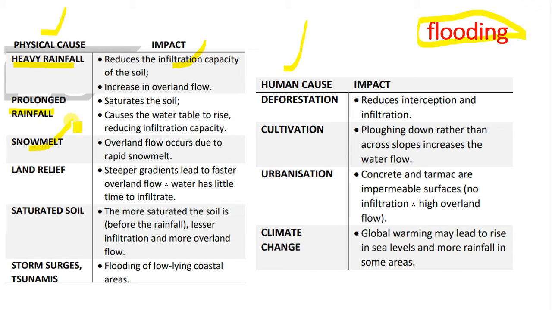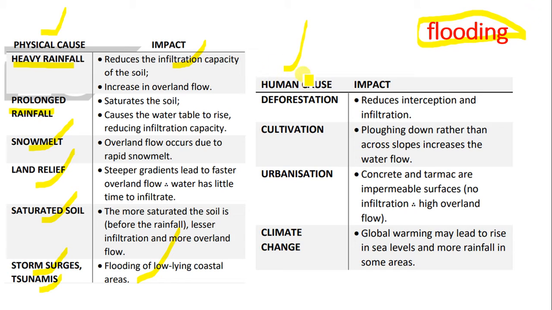Then we have snow melt and land relief: the steeper the gradient, the higher the overland flow, therefore it can lead to a higher rate of flooding. Saturated soil: the more saturated the soil is before the rainfall, the less infiltration and the more overland flow. Then there are storm surges and tsunamis, which cause flooding of low-lying coastal areas.